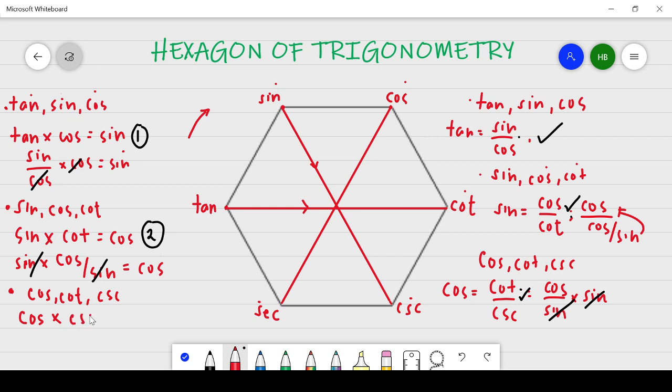Cosine times cosecant is equal to cotangent daw. Eh, ano ba yung cosecant natin? The reciprocal of sine, that is 1 over sine. So, cosine over sine is cotangent. Therefore, the above formula is correct. Okay, nakatatlo na agad tayo para sa approach na ito.